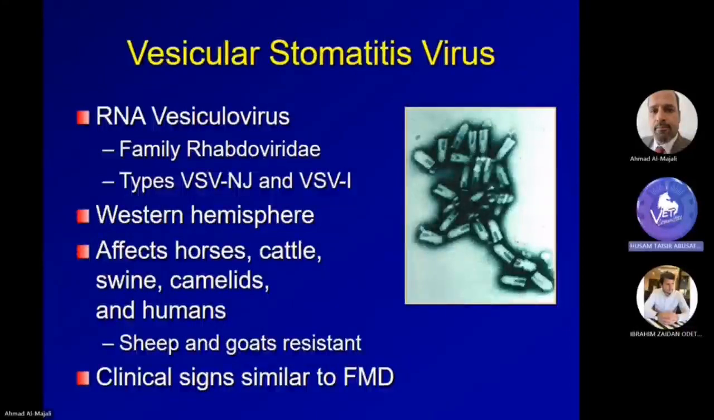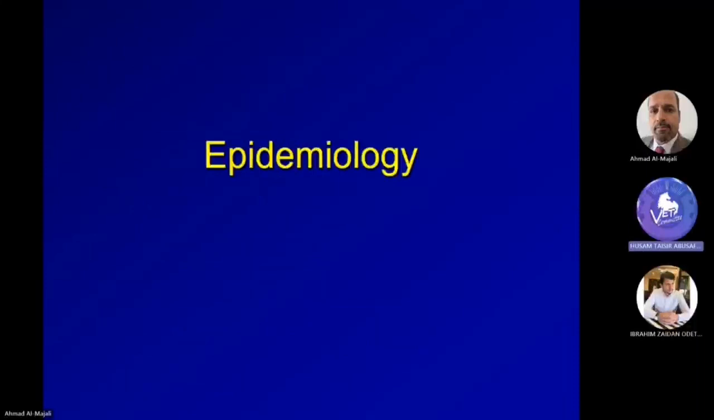Initially we thought it might be actually vesicular stomatitis. Why? Because the sheep and goat were not affected. But then when we sent to the reference laboratories, it came back as SAT2 FMD. Okay? So it resembles very much FMD.